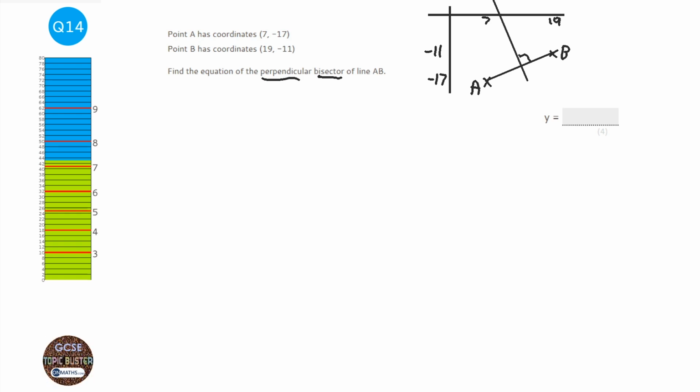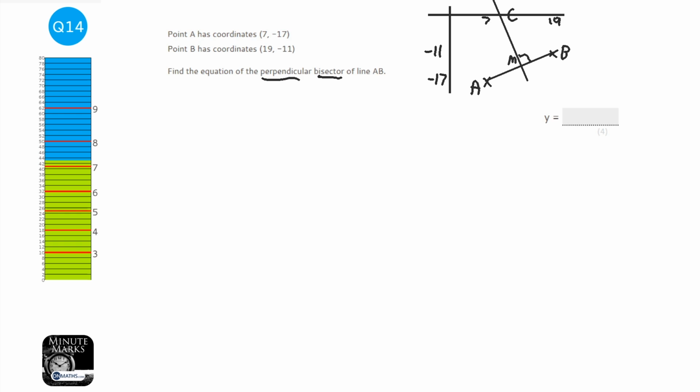Okay, I'm going to call this M here, and I'm going to call this line C, just so I can reference it in my work and it makes it a bit clearer. Now, there are two things I need to find out. To find the equation of line C, I need to find the gradient and the y-intercept. The gradient is the first thing I'm going to have to find, and then I can work out what the y-intercept is and then write the equation of line C.